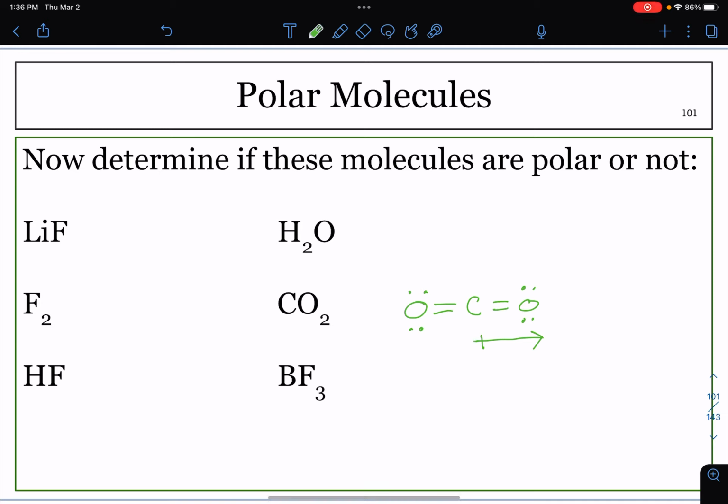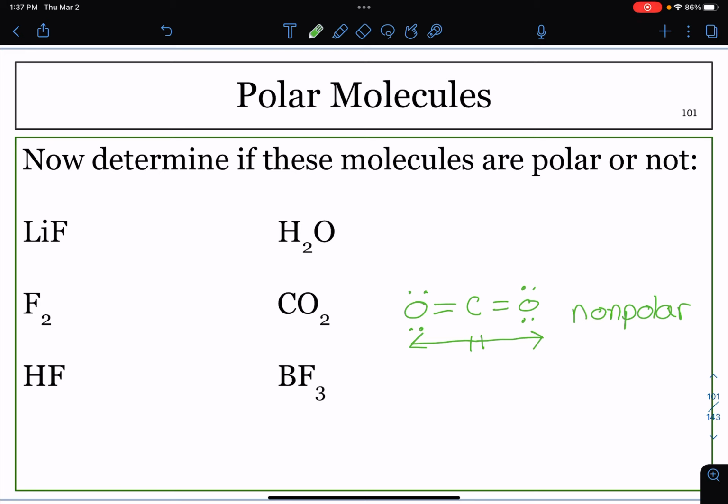And then we have another arrow pointing in the opposite direction towards the other oxygen. So you can see that these bond dipoles cancel each other out. Therefore, this whole molecule is actually nonpolar. The bond between carbon and oxygen is still polar. The electrons are still hanging around the oxygens, but we have equal and opposite poles on either end of the central atom. You can kind of think of a tug-of-war where you have equally strong people on either end of the rope. The rope is not going to move in either direction. It's going nowhere. The strengths are canceling out.